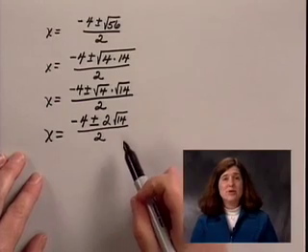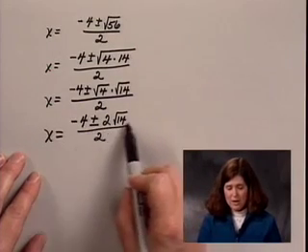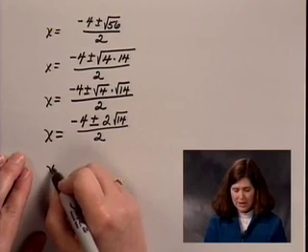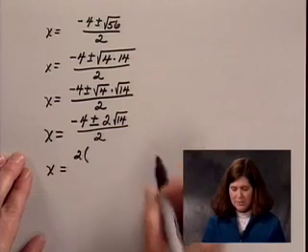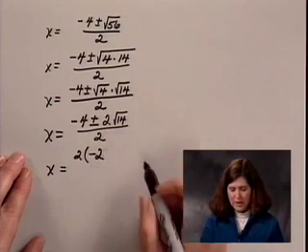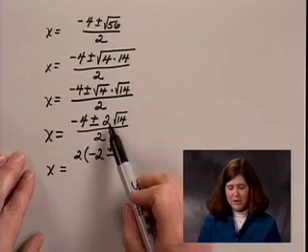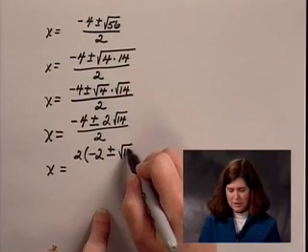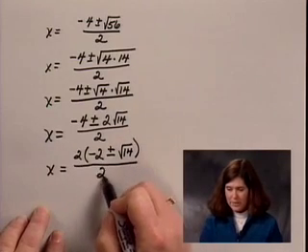Now I can also do a little more simplification. I can factor a 2 out of my numerator. I can write it like this. X equals 2 times, I factor a 2 out of the negative 4. That gives me a negative 2. I can go ahead and write my plus or minus. Then I factor a 2 out of 2 times the square root of 14, which leaves me with the square root of 14. And all that's written over 2.